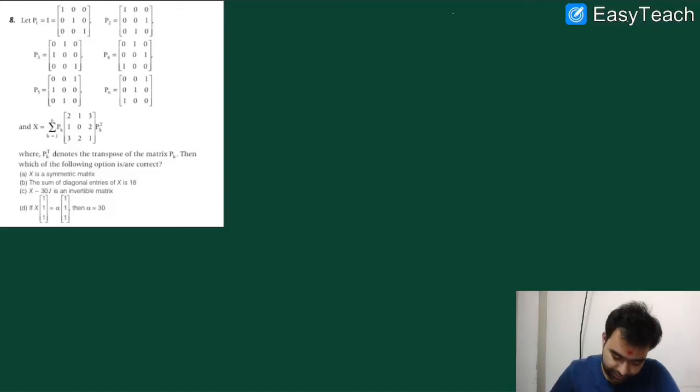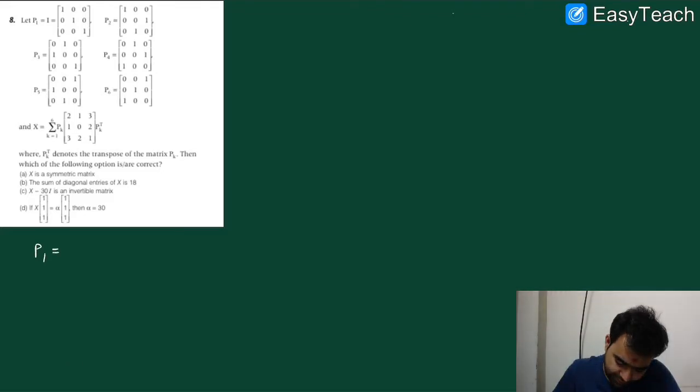Students, the question is: P1 is given, 100010001, P2 is given, P3 is given, P4 is given, P5 and P6. There are 6 matrices given. Now if we observe carefully, then P1 is the identity matrix.